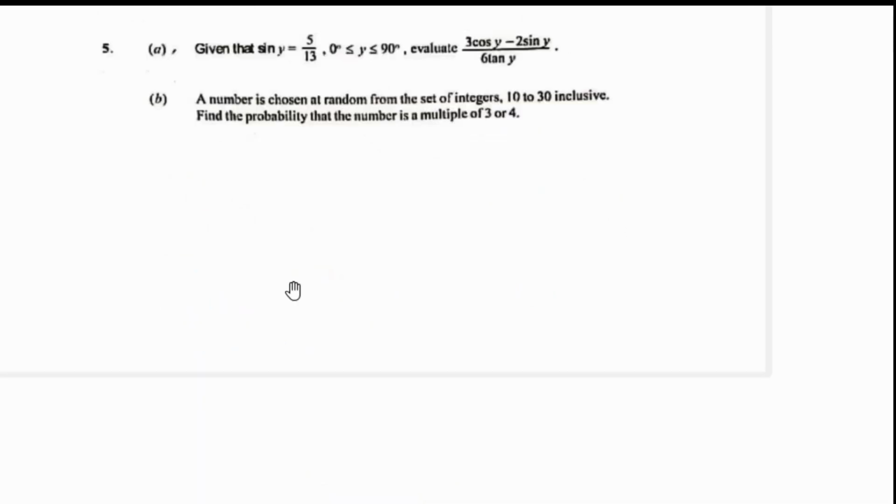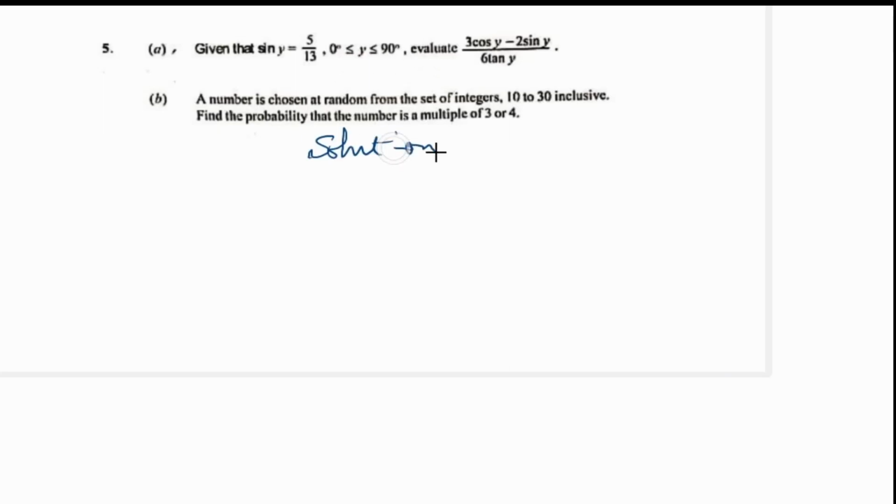The A part of question 5 reads that given that sine y equals 5 over 13, where 0 degrees is less than or equal to y less than or equal to 90 degrees, evaluate 3 cos y minus 2 sine y all over 6 tan y. Then the B part says that a number is chosen at random from the set of integers 10 to 30 inclusive. Find the probability that the number is a multiple of 3 or 4. Let's come back right to the first one.